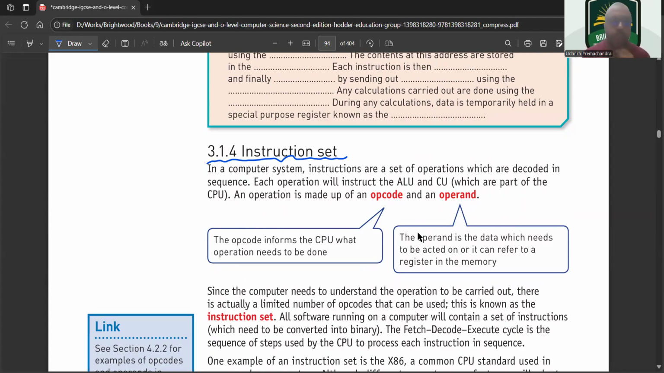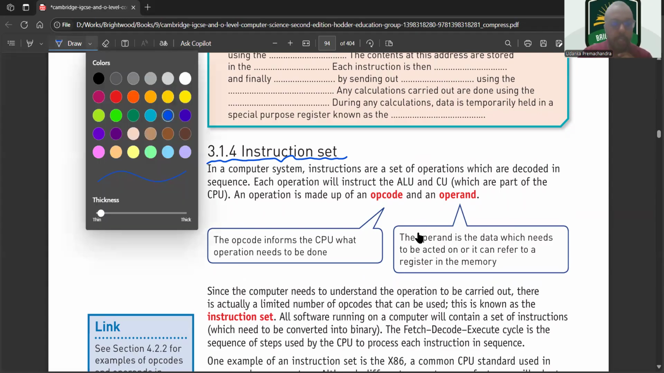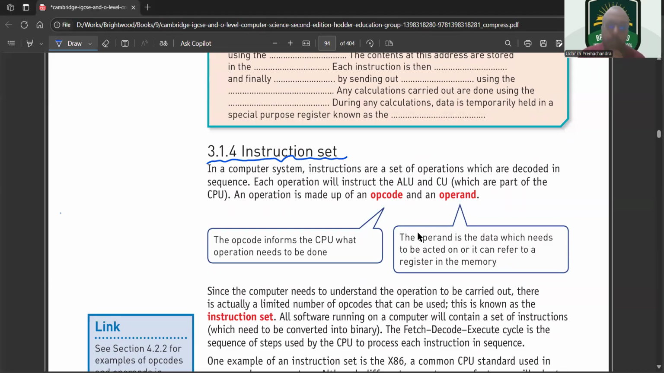Instruction set. Okay, so in a computer system, it is very important that instructions are a set of operations which are decoded in a sequence. Instructions are a set of operations which are decoded in a sequence. Each operation will instruct the ALU and CU. An operation is made up of what we call an opcode and operands. There are two things in each and every operation.